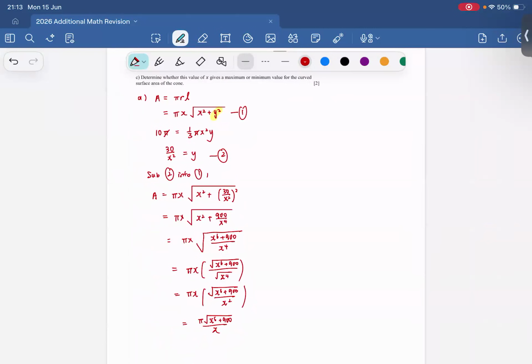So what is involved is not the knowledge of your differentiation. What is involved is your algebraic skill. Okay, until this part, we have not done any differentiation yet. So you can see this whole part is just how you deal with your algebra and show what they need you to show.